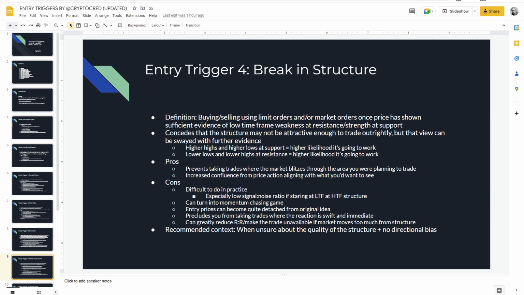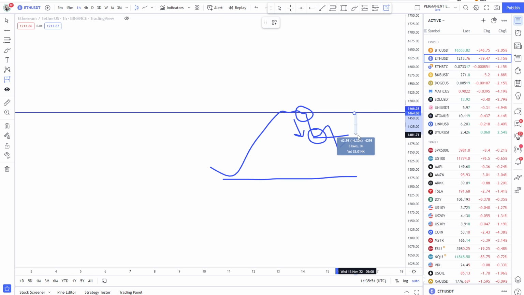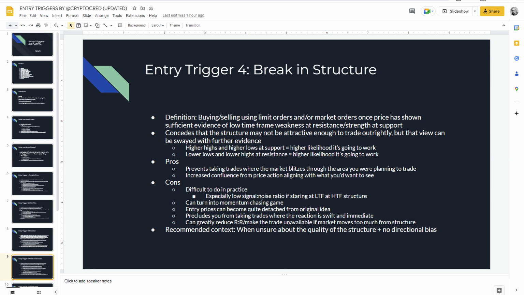And that's sort of the other con I note there, is that entry prices can become quite detached from the original idea. If this is the level you want to trade and you only get your real momentum breakdown much lower, let's say here somewhere, all of this comes in the form of gains you've given up by trading away from the level for more confirmation as opposed to trading at the level itself. So there's definitely a delicate balancing act there, and sometimes that's a very tricky one to get right, at least for me, purely honestly speaking.